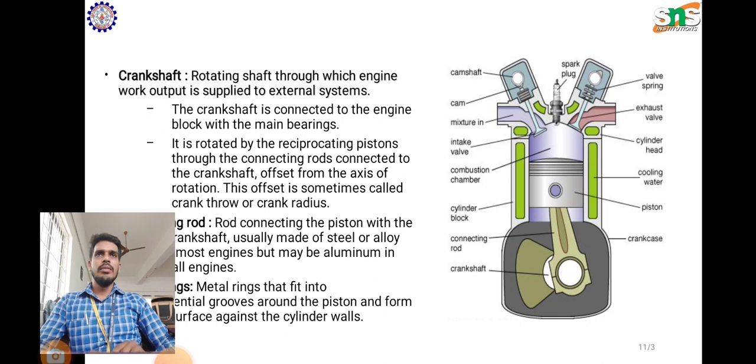Piston rings: metal rings that create a sliding surface up against the cylinder walls by fitting into the piston's circumferential grooves. It is one type of circumferential groove. Connecting rod: connects the piston to the rotating crankshaft, usually made of steel or alloy forging in most engines, but may be aluminum in some small engines also.